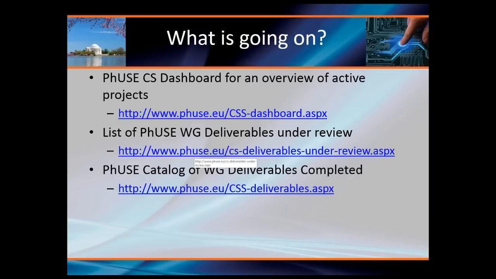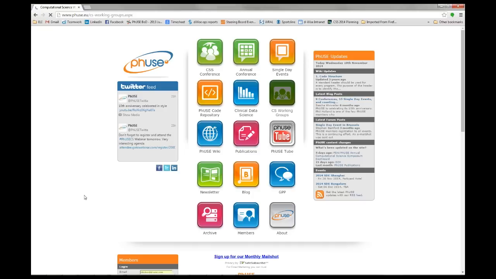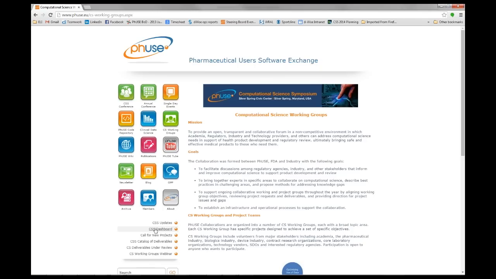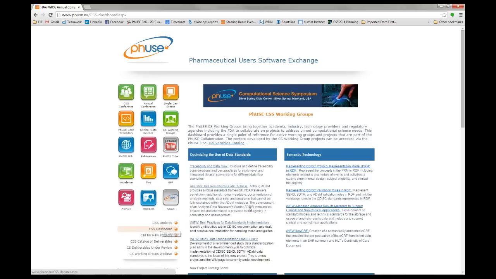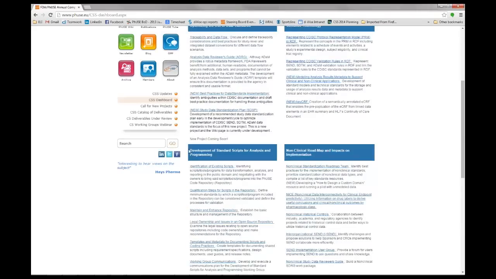So what is going on? Well, there's a number of things going on. We have a PhUSE CS dashboard that provides an overview of active projects. So I'm going to jump off of this for just a moment. What you'll see here is our dashboard of ongoing activities. So these are the working groups that we have and the various projects that they're working on within those working groups.